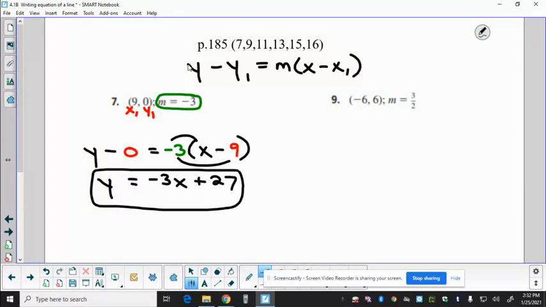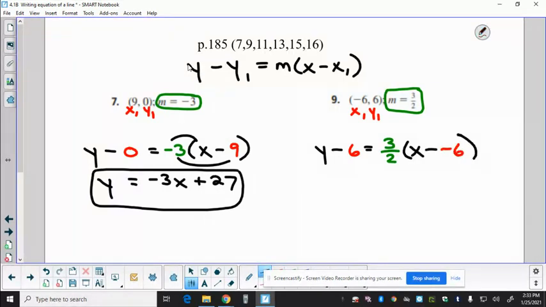x1, y1, pay close attention to which one is which. There we go, y minus y1, that's a 6, equals slope, or m, times x minus, now pay attention to this, x is a -6. Okay, and you know what we're going to do about those two negatives. That's right, we're going to make those a positive. Let's keep the y minus 6 here temporarily. Do a distributive property over here.